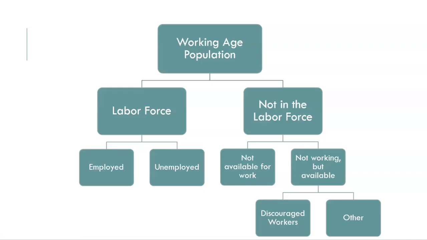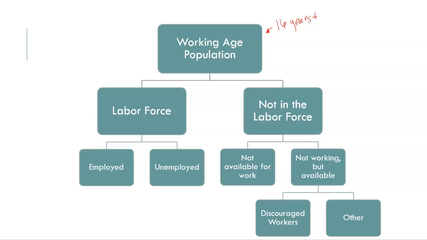So first we're going to start with our working age population. That's this box at the top. This includes all people who are 16 years and older. So working age population. This does not include the entire population, right? Just people who are working age. Then we're going to split that up into people who are in the labor force and people who are not in the labor force. So let's start with the labor force side.